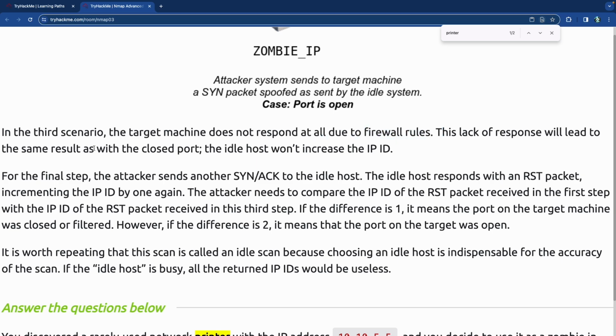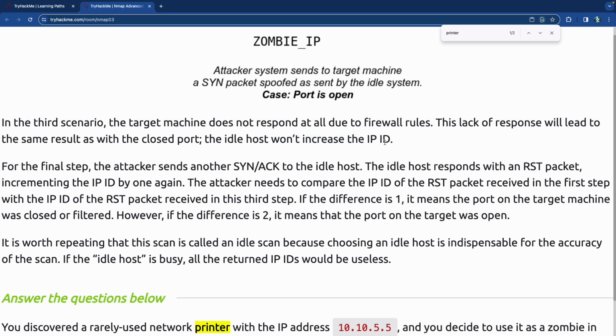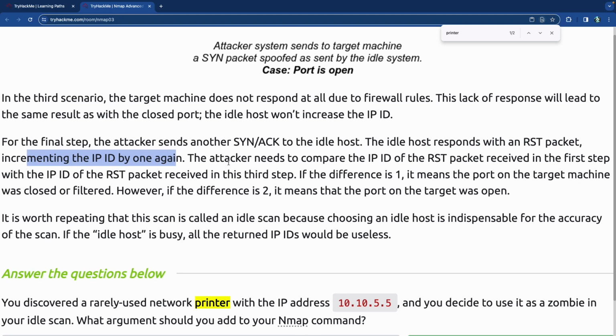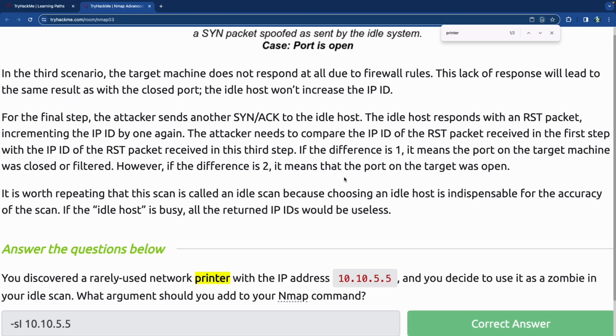This lack of response will lead to the same result as if there was a closed port. The idle host won't increase the IP ID. For the final step, the attacker sends another SYN acknowledgement to the idle host. The idle host responds with the RST, incrementing the IP ID by 1 again. The attacker needs to compare the IP ID of the RST packet received in the first step with the RST packet received in the third step. If the difference is 1, it means that the port on the target machine was closed or filtered. However, if the difference is 2, it means that the port on the target was open.